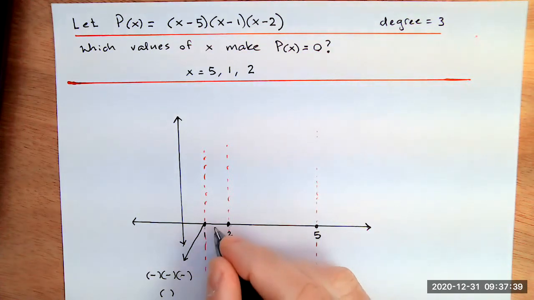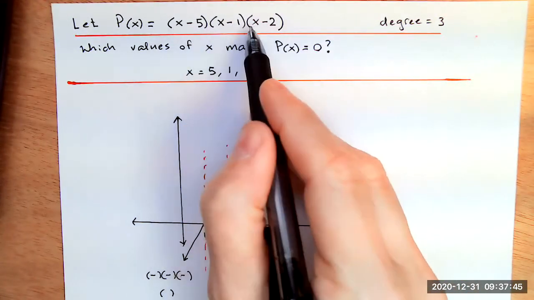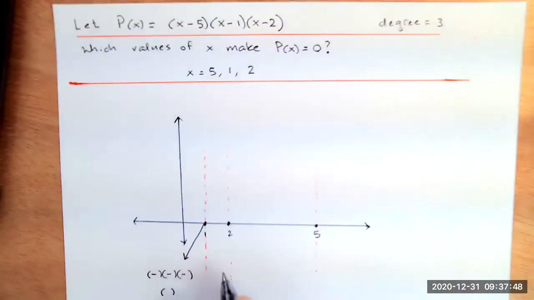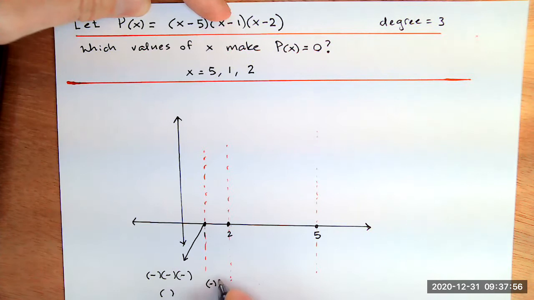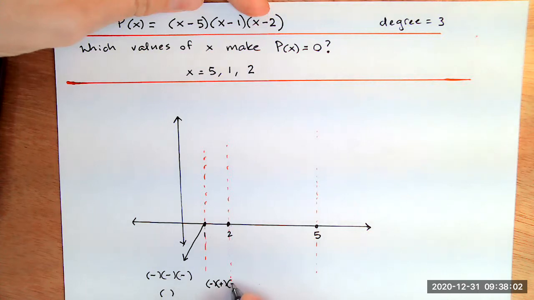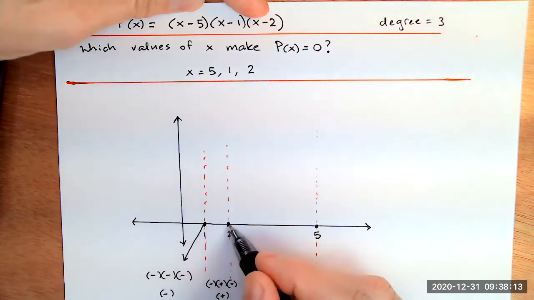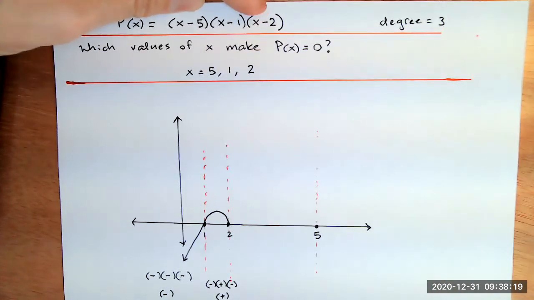And then between 1 and 2, we could plug in, say, 1.5. And we don't need the precise number. We just need the sign of each factor. So if I put positive 1.5 in here, that'll be negative. Positive 1.5 in here, that'll be positive. Positive 1.5 in here will be negative. So a negative times a positive times a negative is going to be positive. So in between 1 and 2, the graph is positive, and then it goes back to 0.